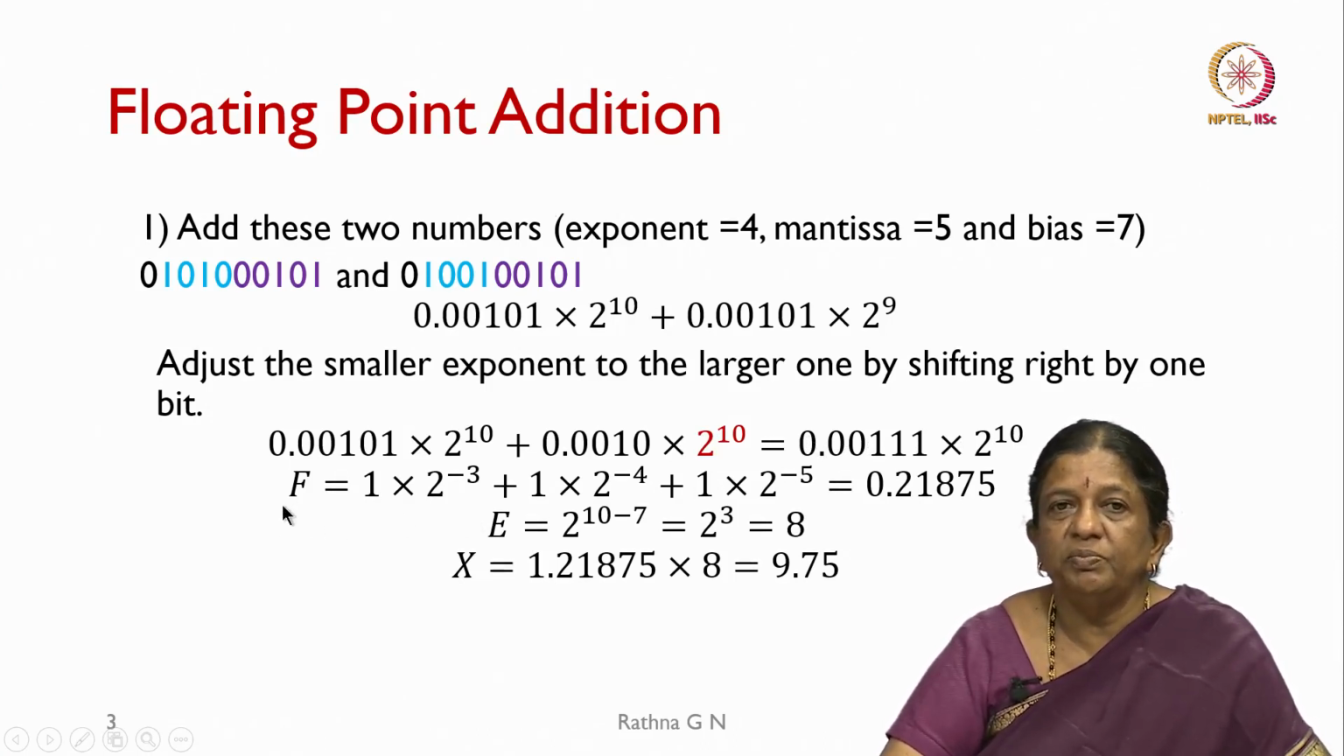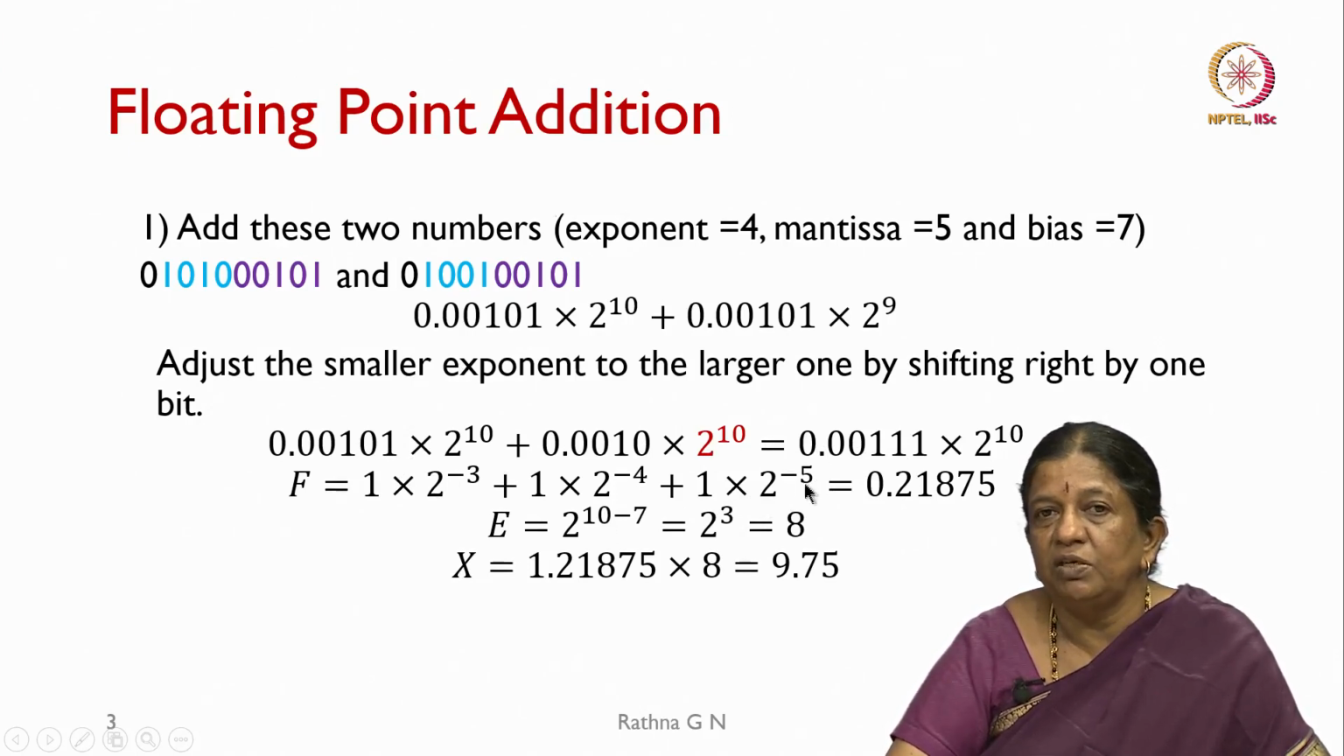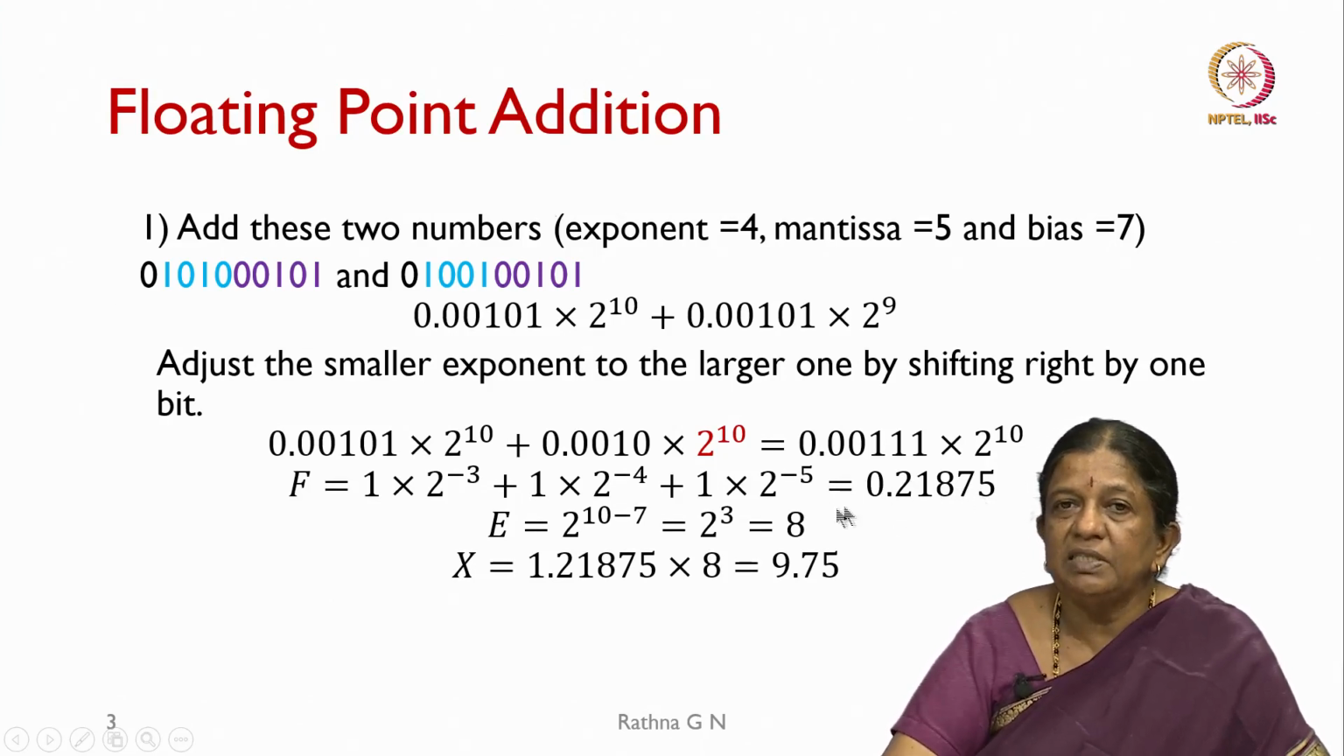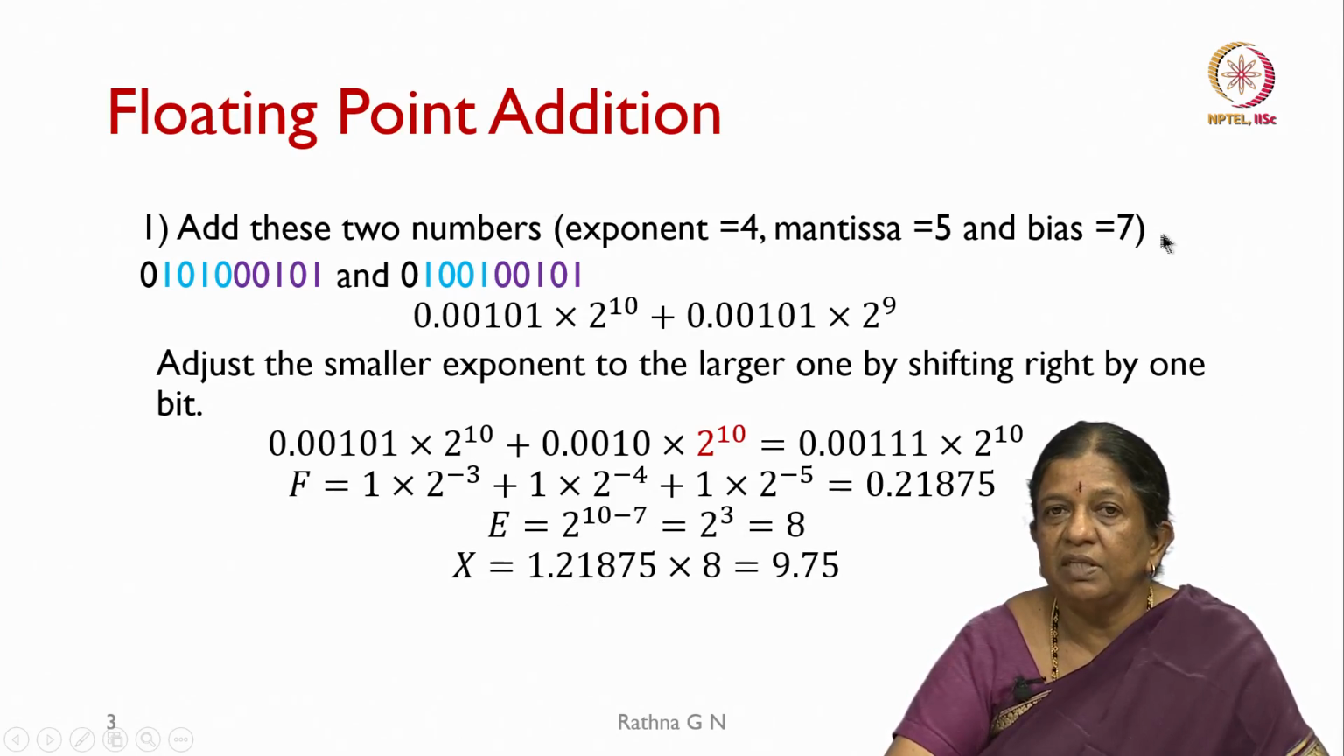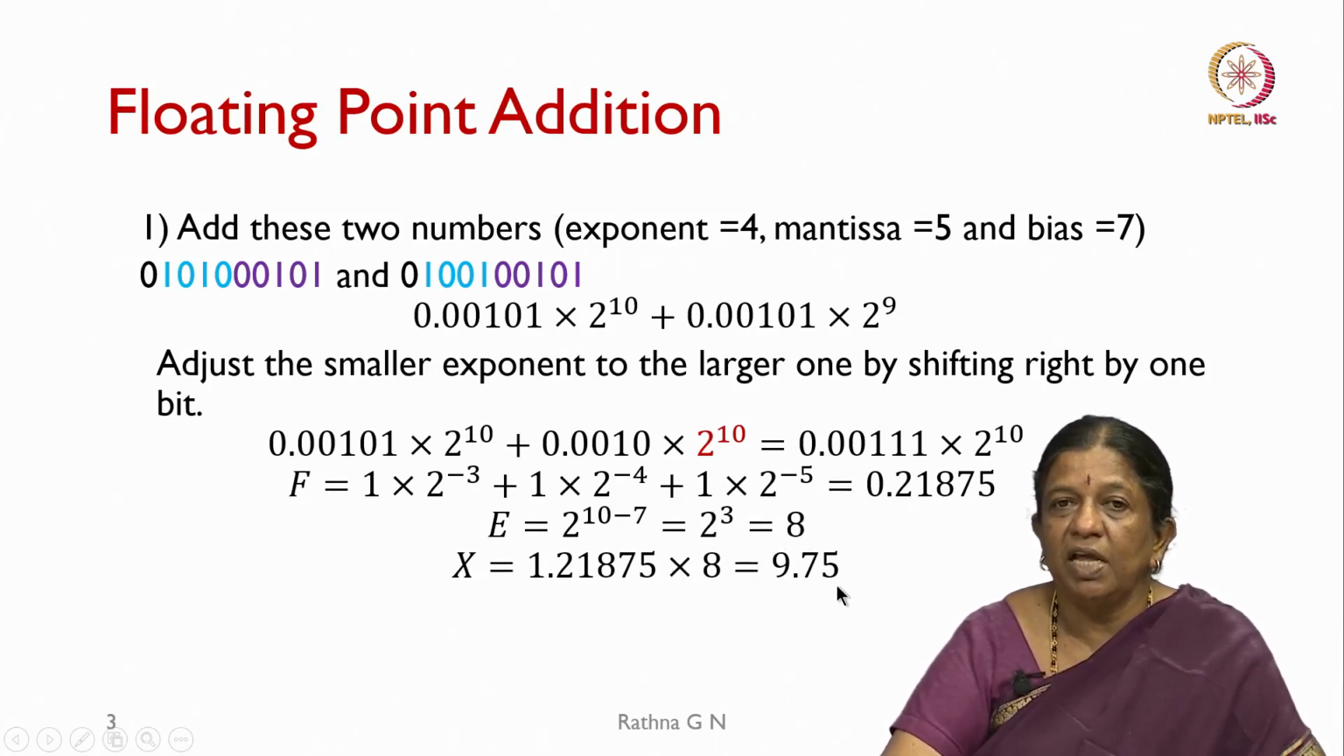Coming to the fraction part, as we see, it is 1 into 2 power minus 3, and 1 into 2 power minus 4 and 1 into 2 power minus 5, which is going to give me the value 0.21875. As we discussed in the last class, we will be doing 1 plus f. So, the fractional value 1 plus f is equal to 1.21875, and then we said the exponent is the biased one. Bias is given as 7 in this case. So, it will be 10 minus 7, which is 2 power 3, and if we do the multiplication by 8, the resultant is 9.75.